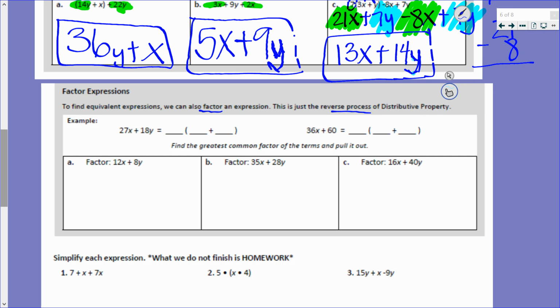So in this case, what I'm going to do is I'm going to look at basically the coefficients and say, what is the biggest number they have in common? Who remembers what we call that? What's the mathematical term for it? No?